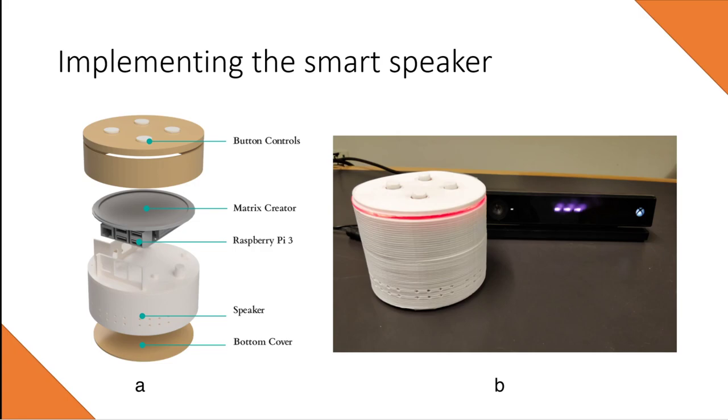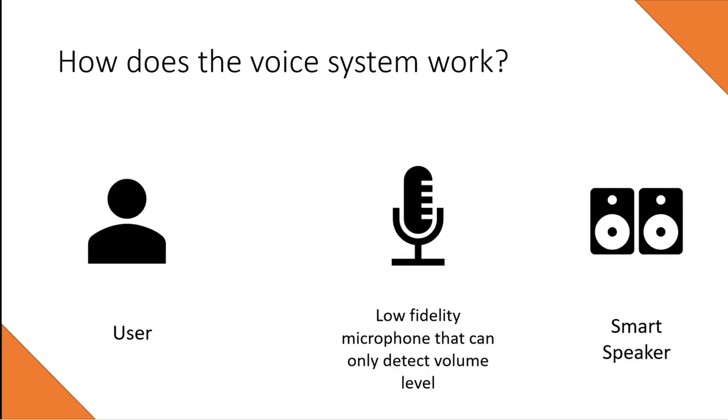And how do the controls actually work? How does the voice control system work? The setup involves a user, a low fidelity microphone that can only detect volume level, and our custom smart speaker. The low fidelity microphone is linked to the smart speaker's microphone to selectively turn it on and off. If a user is speaking softly or not speaking at all, the low fidelity microphone is not activated, meaning the smart speaker's microphone is not activated. Our device had LED lights to indicate its status, so when the system is not activated, the LED lights would be red to indicate this.